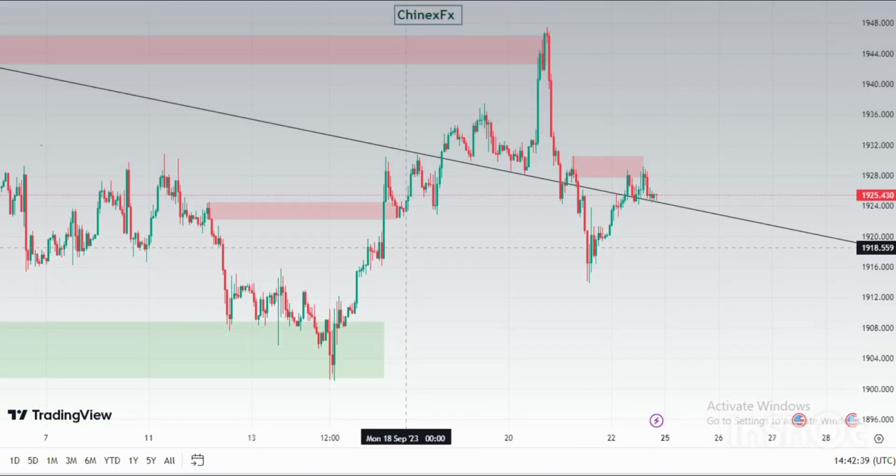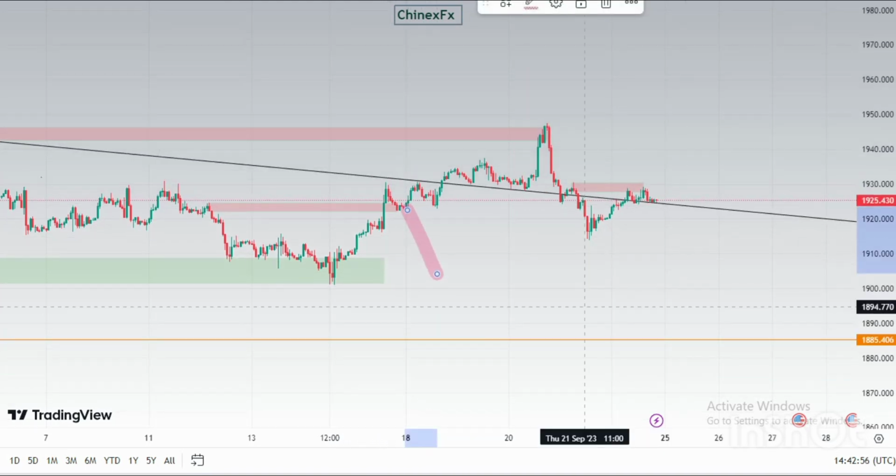Okay, so for gold, we had the price closed at this point. So this was where price closed last week, and then I remember I said I was expecting gold to react firmly on this trend line, so hence we already reacted from here. So I said I expected gold to dump further.